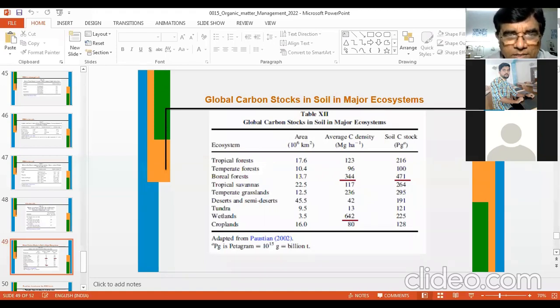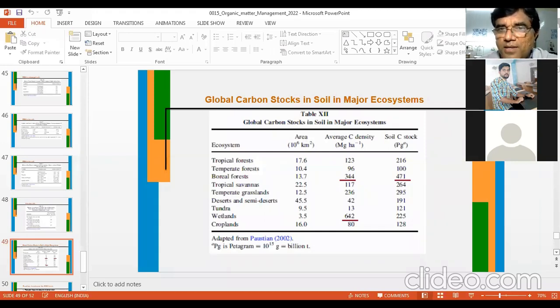And the third one is your croplands. So croplands are the third important ecosystem, which is 16. And croplands are commonly called agroecosystems. So agroecosystems are 16 into 10 to the power 6 square kilometer. So these are the 3 important ecosystems. And now you see average carbon density. Which system has the highest average carbon density?